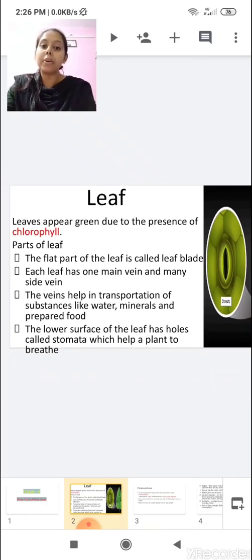Leaves appear green due to the presence of chlorophyll. The reason behind the green color of leaves is chlorophyll.